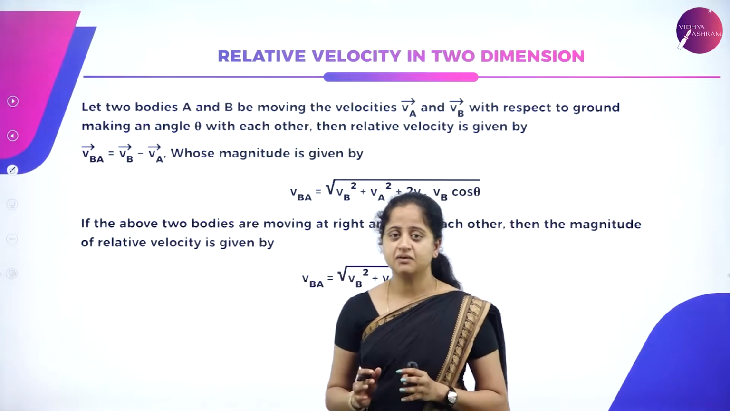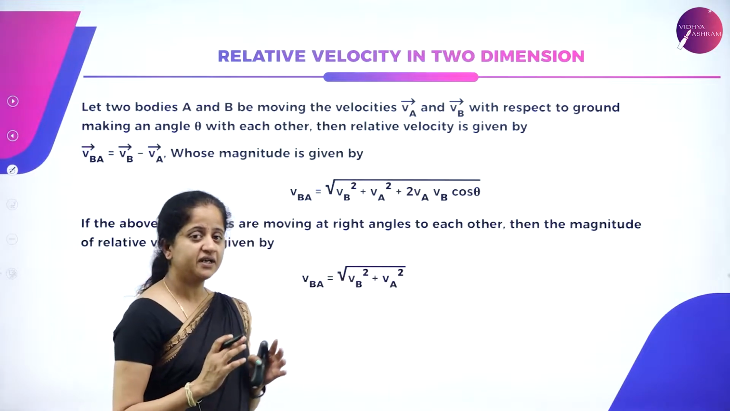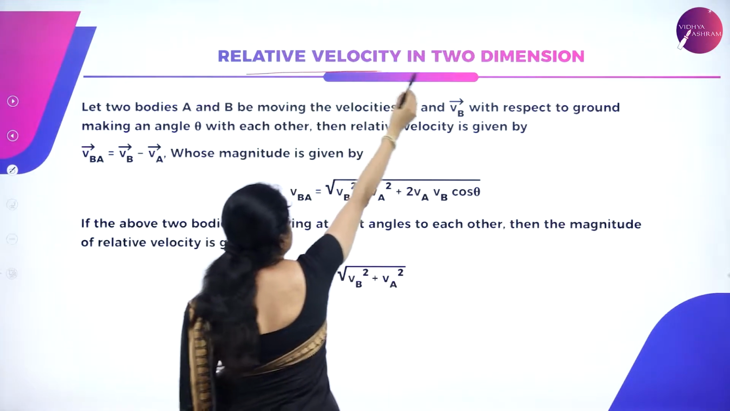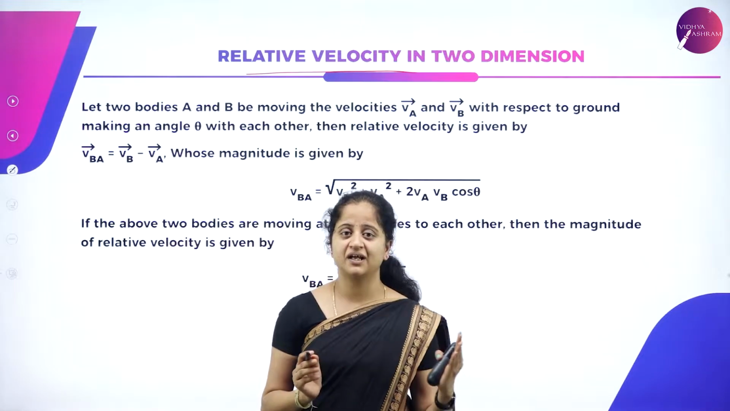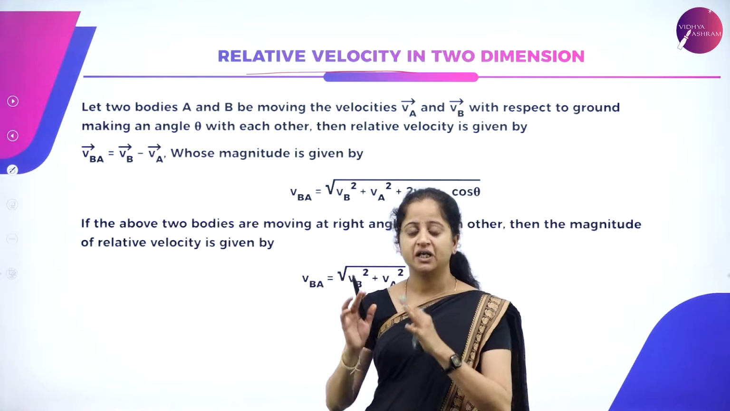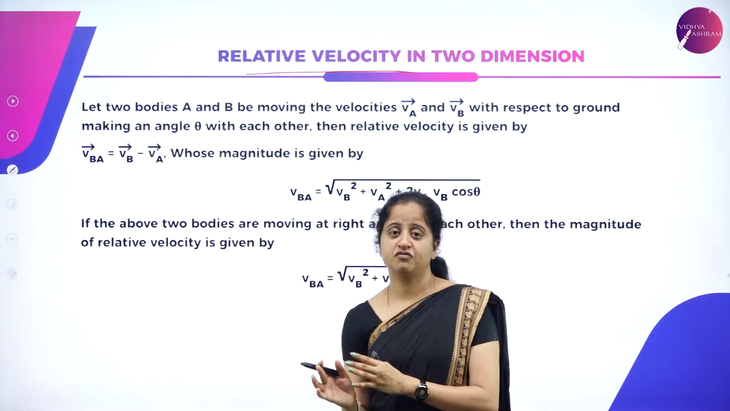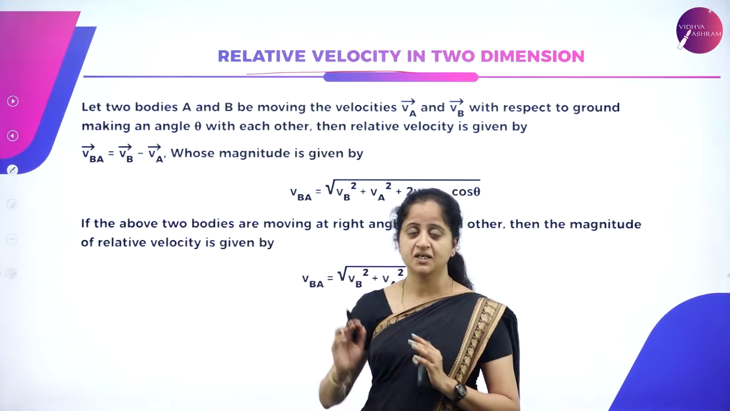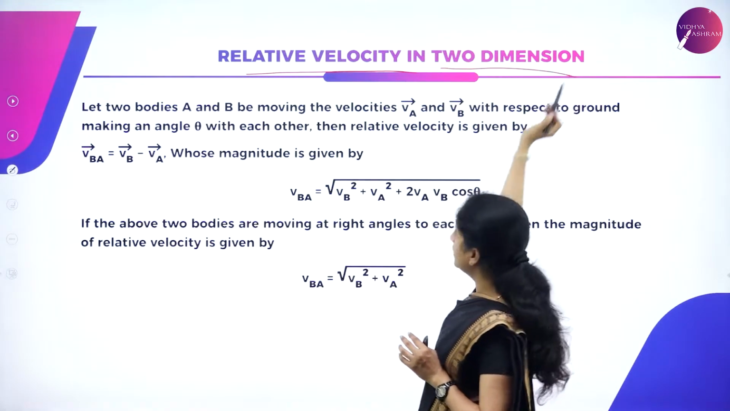Now we are discussing the object which is in two-dimensional motion. Correct? So our next topic is relative velocity in two dimensions. In the previous chapter, motion in a straight line, we have studied the relative velocity of an object in one dimension, which means the velocity of one object with respect to another object. So here we are going to discuss relative velocity in two dimensions.